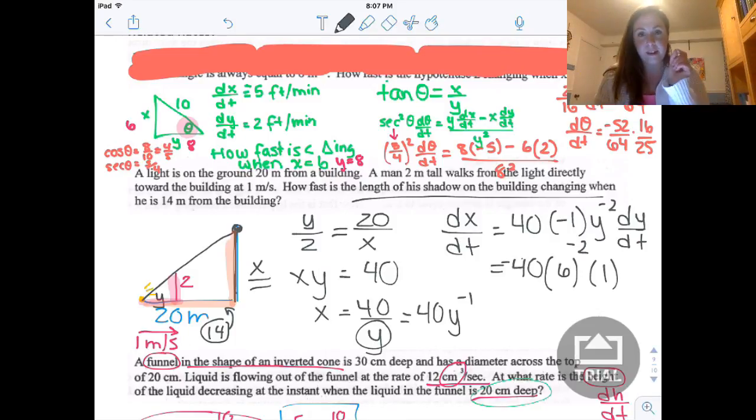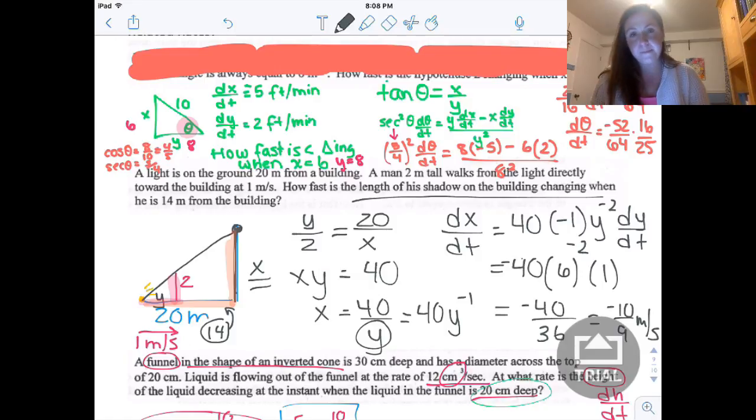And that's getting bigger, so that's positive. So this would be negative 40 over 36. Reduce that down, right? 10 over 9. Yeah. So negative 10 over 9 meters per second. And it should be negative because it will get smaller. The closer you get to the building, the smaller your shadow.